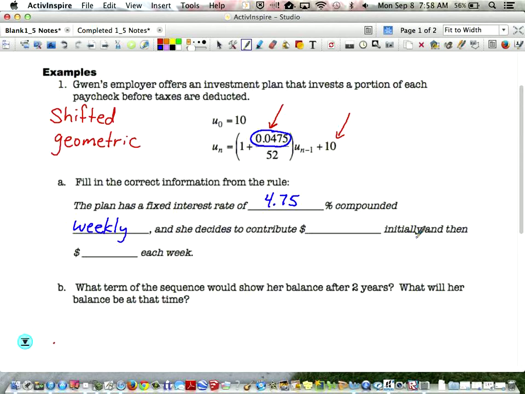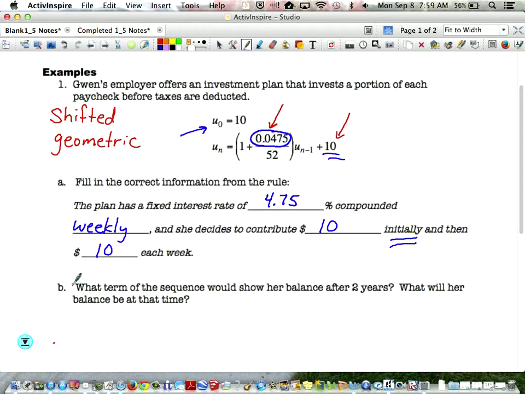Initially, how much money is she putting in initially? $10. Right? U sub 0. That is a starting value. Then you would calculate her money the first week, second week, or whatever. So $10 to start the account, and then how much per week? Because they're calculating interest 52 times in a year, she will be investing this $10 52 times per year, right? So that's an additional $10 each week.